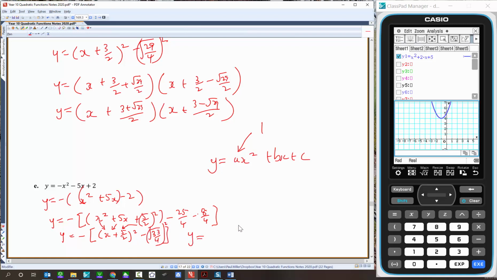So we're going to say that y equals negative, square brackets, x plus 5 on 2 take root 33 on 2, times x plus 5 on 2 plus root 33 on 2, because I've square rooted the 4 there. Okay, and close that, and let's just tidy up one more thing.